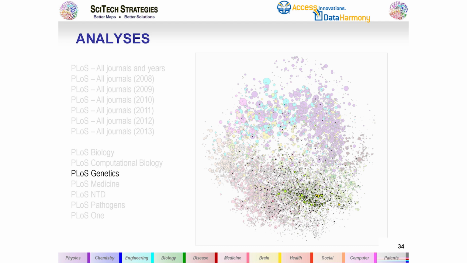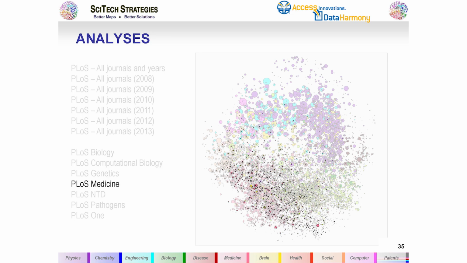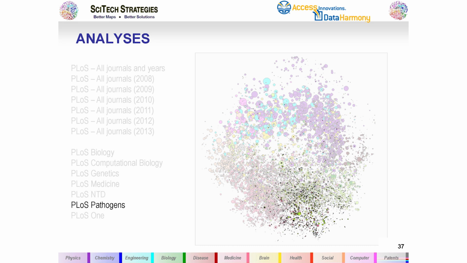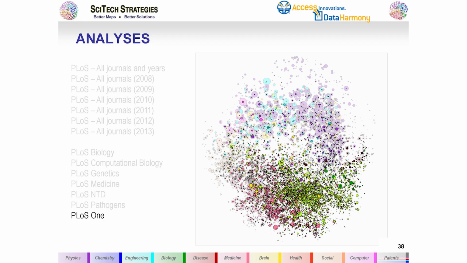Now, if we look at PLoS Genetics, it's again a different focus just based on the terms. PLoS Medicine, you can see, is a totally different distribution over to the left. Neglected Tropical Diseases, you can see down there at the bottom right. And if we go to Pathogens, which is similar but not quite the same, you'll see that they're generally in the same area, but there's a different distribution if I toggle this back and forth. Okay? And then, of course, PLoS 1 is the entire bottom half of the map.